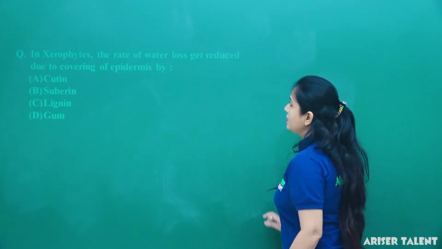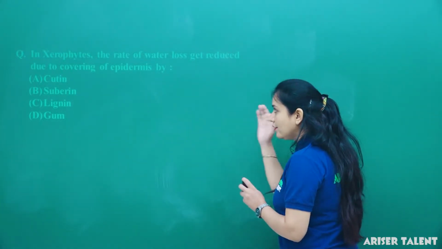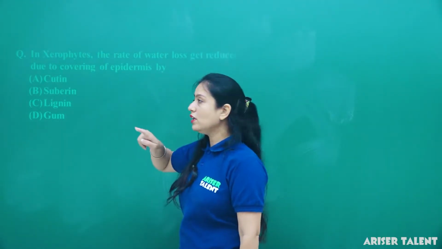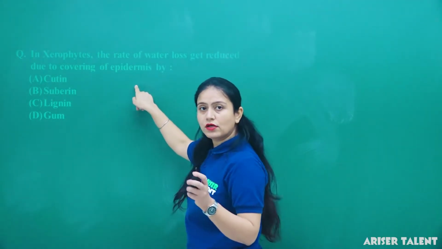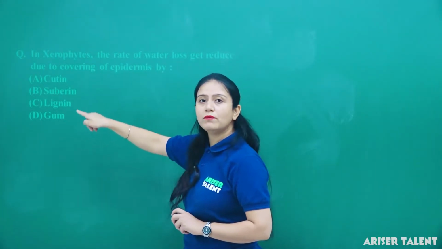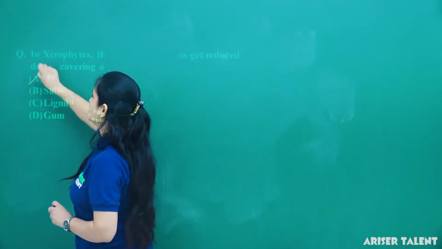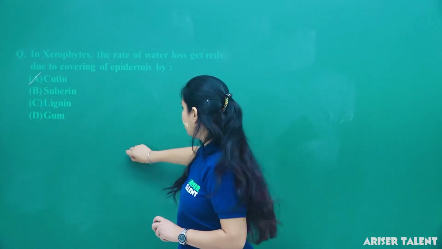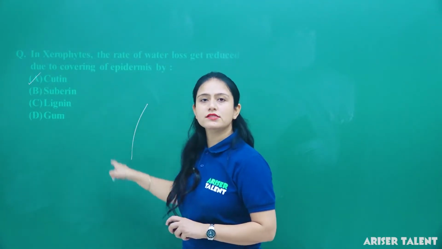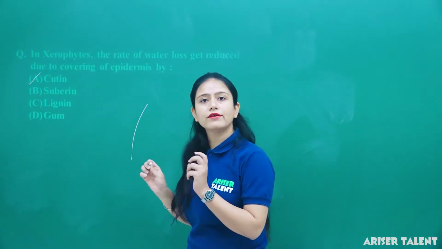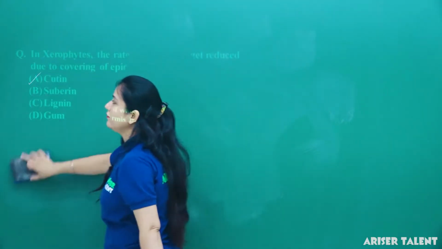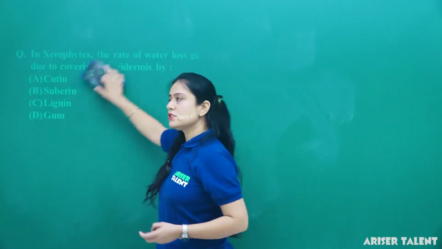In xerophytes, the rate of water loss gets reduced due to the covering of the epidermis by what? We all know that in xerophytes water loss gets reduced, but why? Because the epidermis is covered by cutin. Option A. Clear? The epidermis is the outer layer, and it is again covered by cutin. This is the reason that water loss gets reduced in xerophytes. Generally xerophytes are present where there is scarcity of water, generally in deserts.